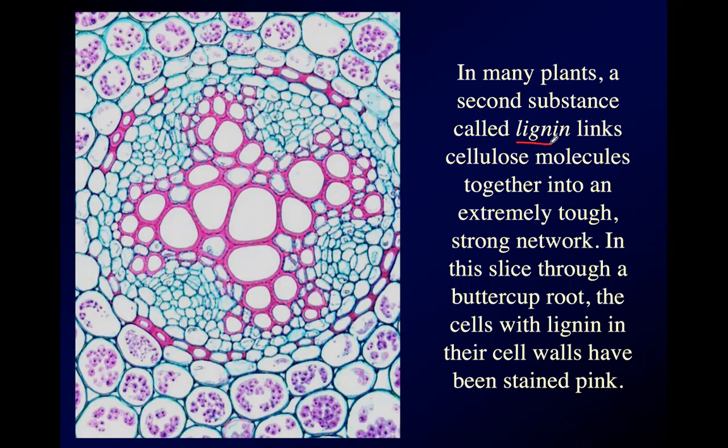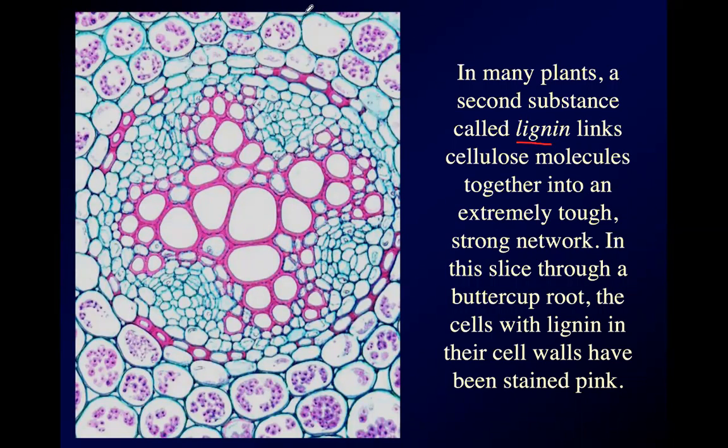Softer plant parts like flower petals or leaves of spinach or other edible leaves, those softer parts have little or no lignin in them, and the cell walls are fairly flexible. That's why flower petals can be soft and delicate.